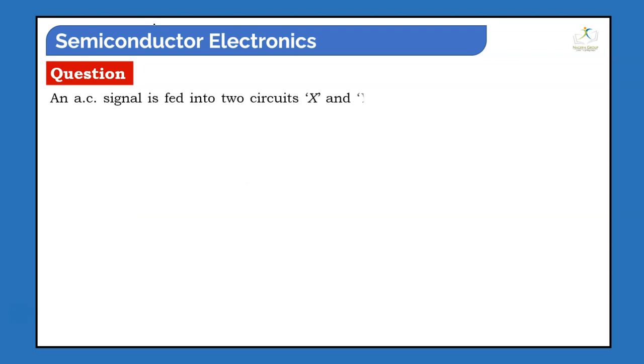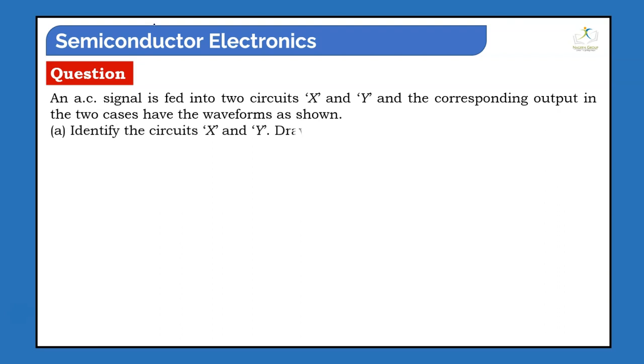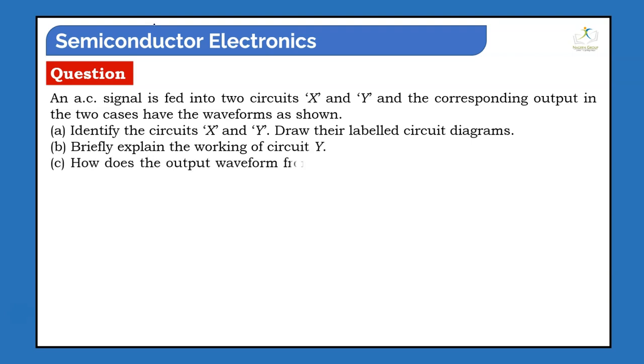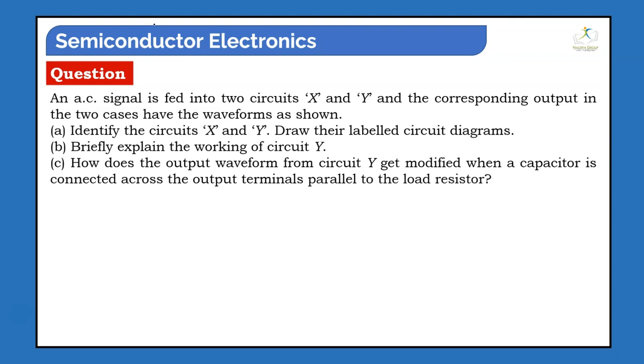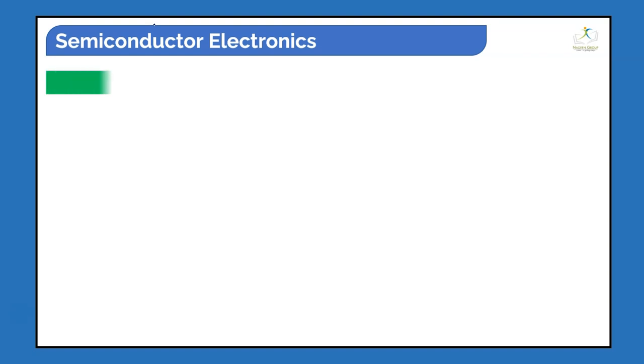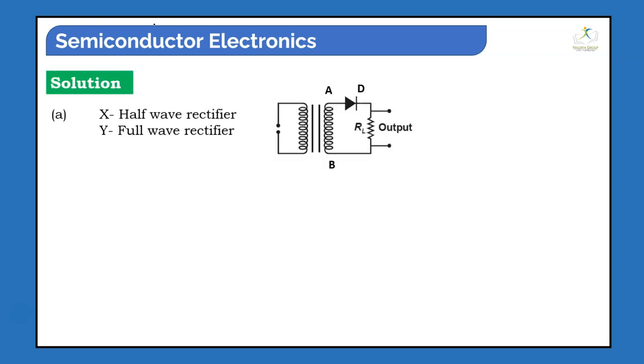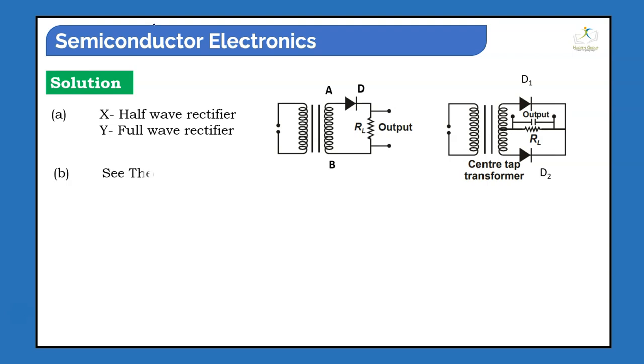Next, an AC circuit signal is fed into two circuits X and Y and the corresponding outputs in the two cases have the waveforms as shown. Identify the circuits X and Y. Draw their labelled circuit diagrams. Briefly explain the working of Y and how the output waveform from circuit Y gets modified when a capacitor is connected across the output terminals, parallel to the load resistor. So X will be the half wave rectifier and Y will be the full wave rectifier.